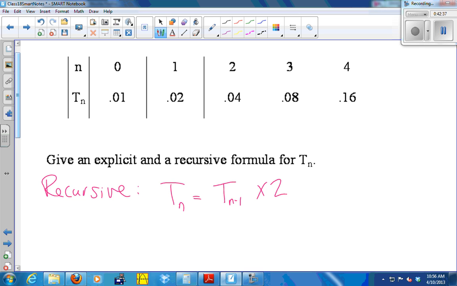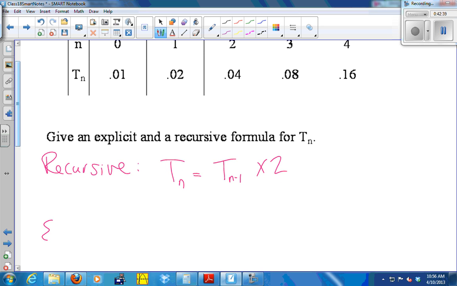And then my explicit, I would say, well, T sub n starts out at 0.01. That's my initial thickness. And I'm going to double it, which means times 2, n times. Doubling it over and over again. Multiplying by 2 over and over again is written as 2 to a power. So I do 2 to the n.